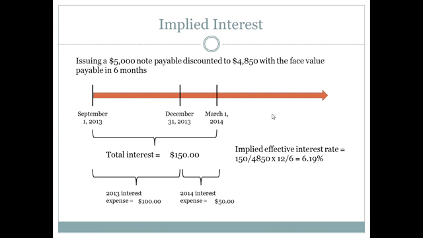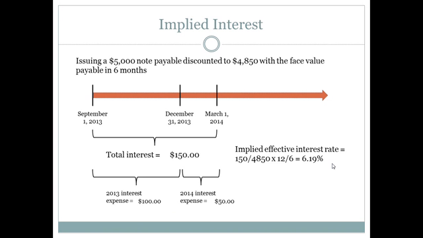And so $150 of interest cost divided by $4,850 times 12/6 yields a 6.19% effective interest rate. So that's how we can compute effective interest on a discounted note. Even though the note does not explicitly state an interest rate, we have an implied interest rate here. Okay, so now we can go back to the actual financial accounting issues here and deal with the journal entries.